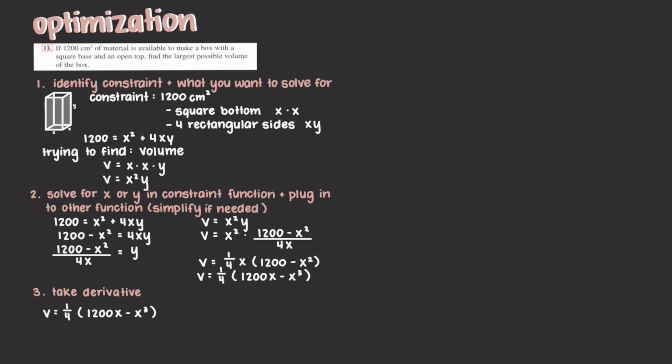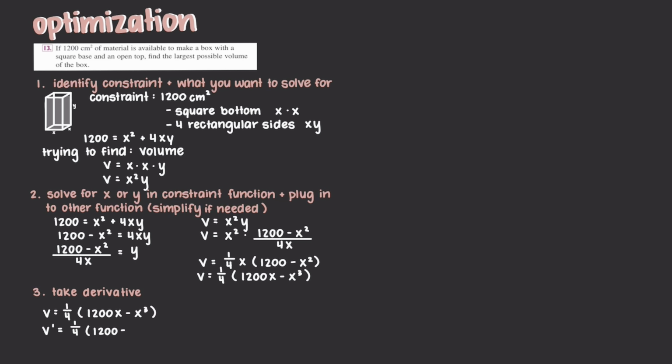Take the derivative of this. Okay, so the 1/4 is going to stay the same, and then that x is going to go away, bring the 3 down, 3x squared. Cool.